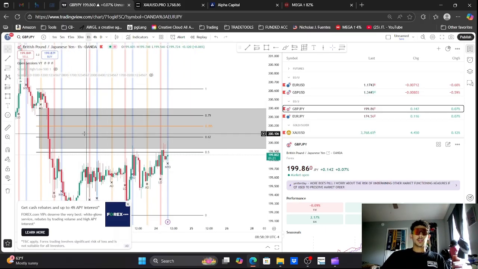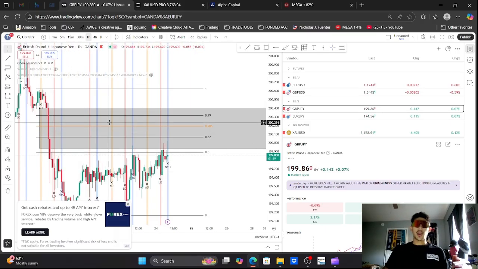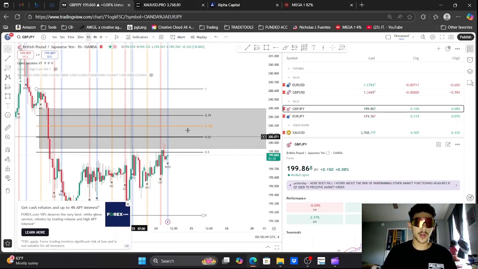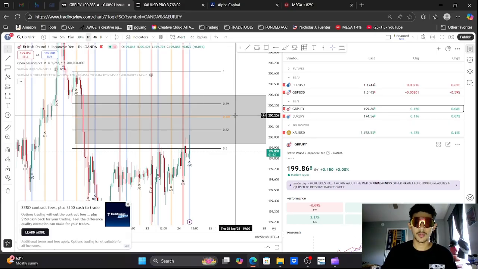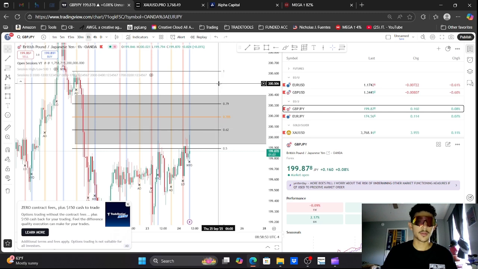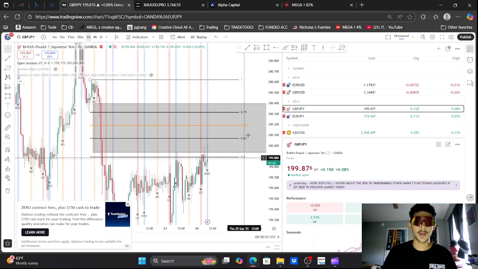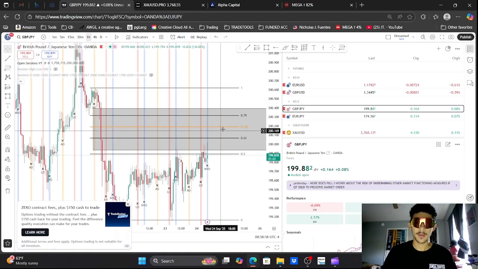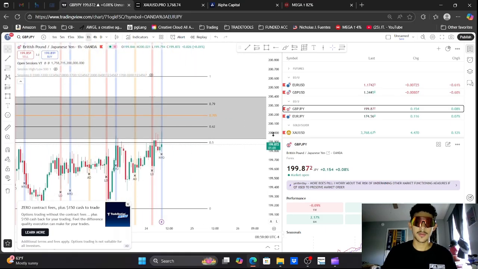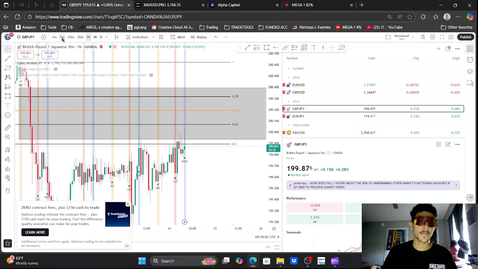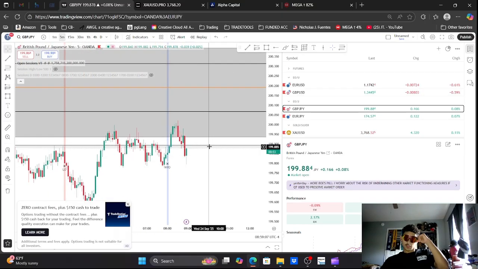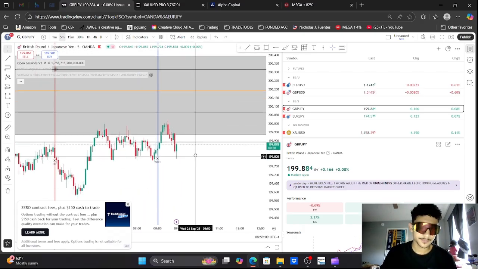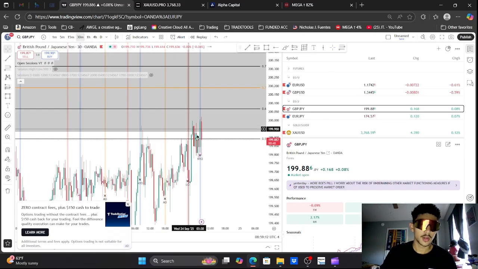So yeah, this huge hourly and 4-hour imbalance right here is right in line with the midpoint of this top fragment of the OTE. This is 0.705 line right here. I believe that price wants to come up and hit this on GJ.